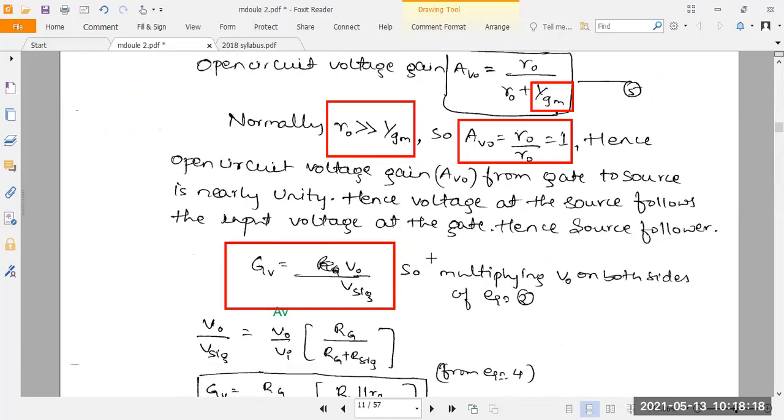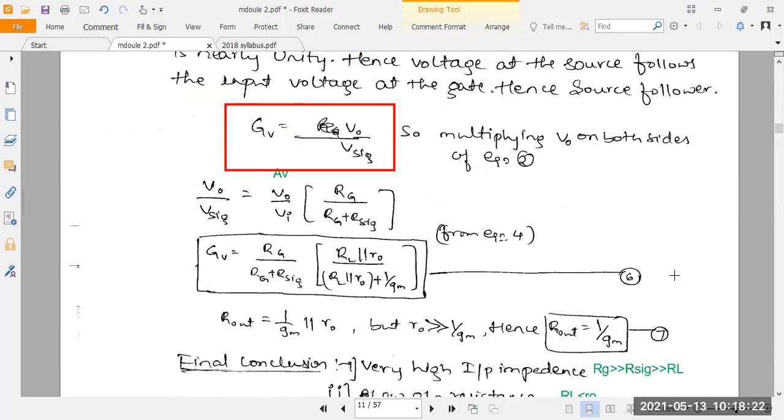Take equation number 2 and multiply by V0 on both sides. What will we get here? GB is nothing but V0 by V signal, which is V0 by Vi, times Rg divided by Rg plus R signal.